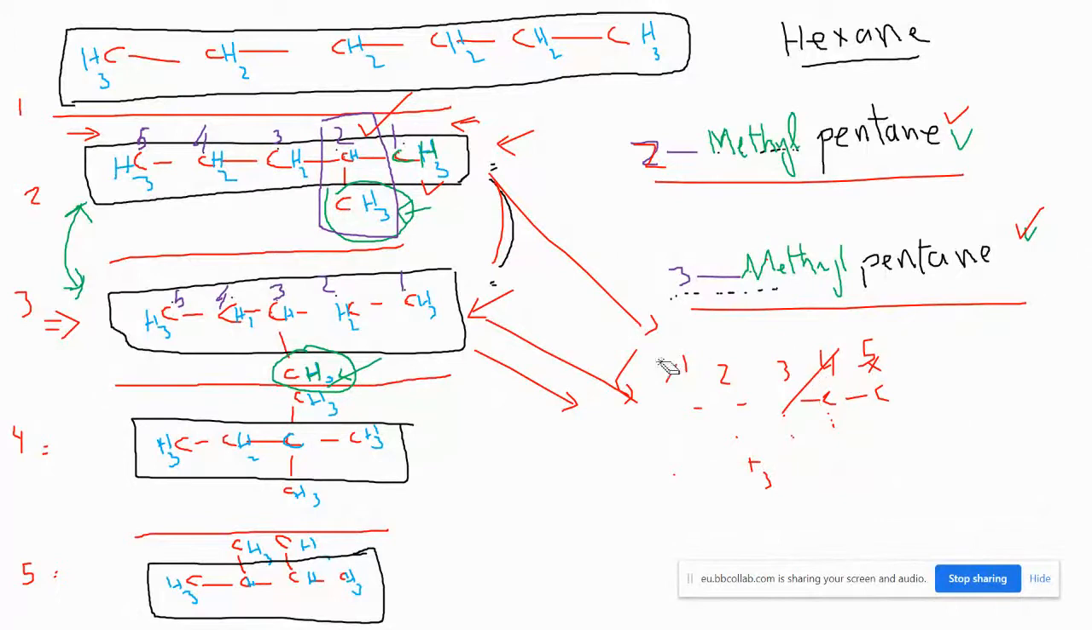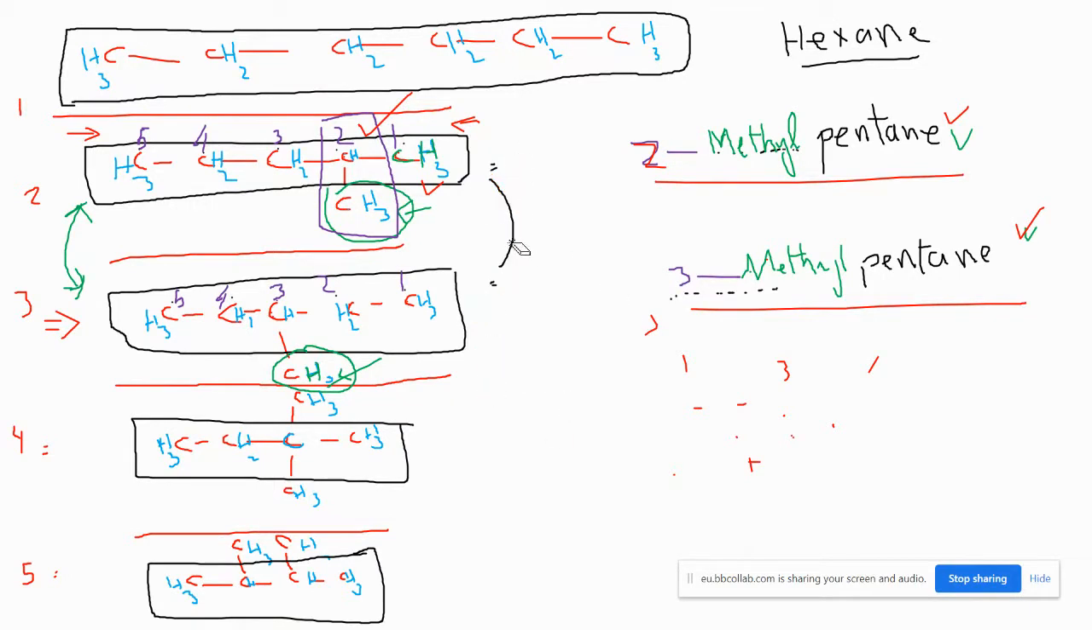That's why we go for 2 branches now. If we go for 2 branches, we start counting from which side? Right side, of course. We cannot go from the left side. It is wrong because on the right side, the branches come at carbon number 2. So I will write 1 here, 2 here, 3 here, 4 here.